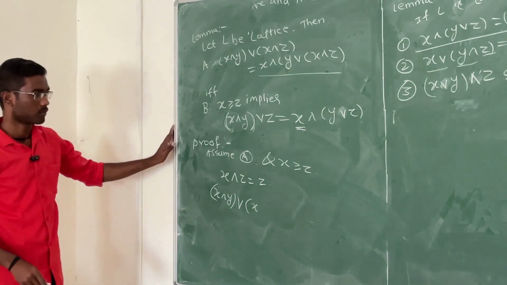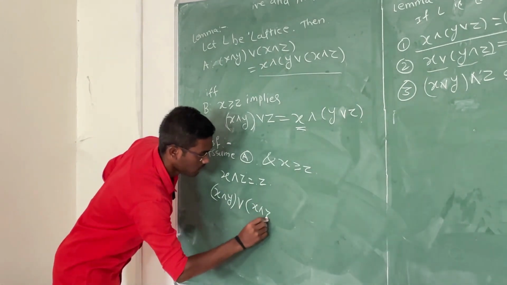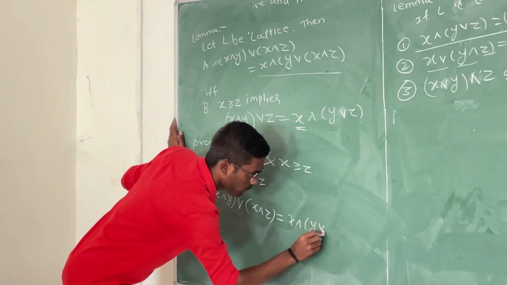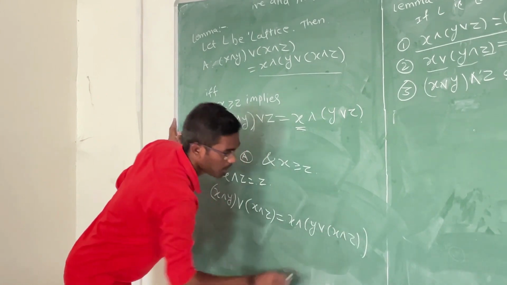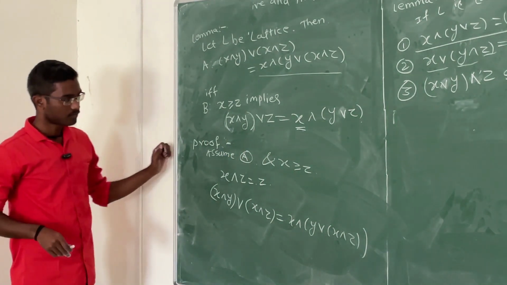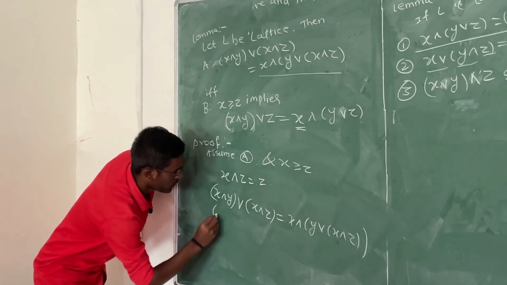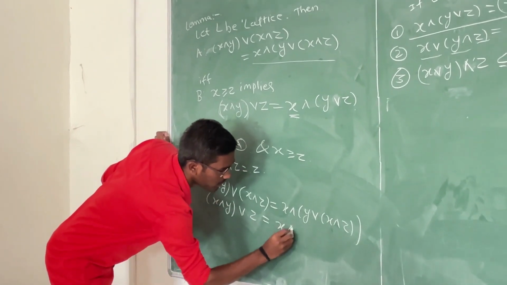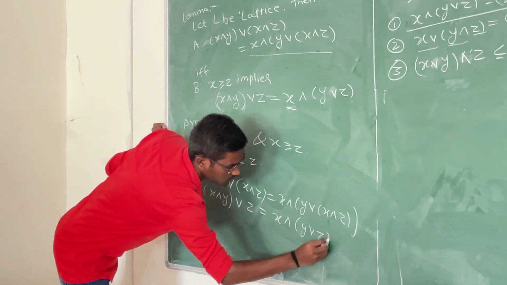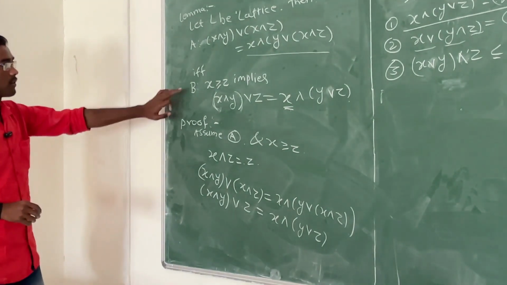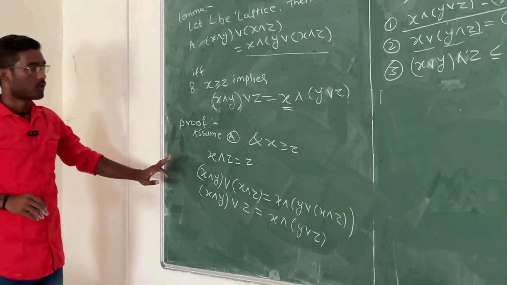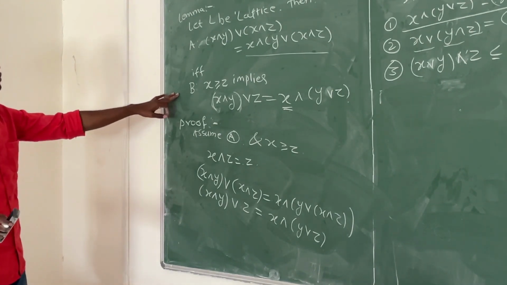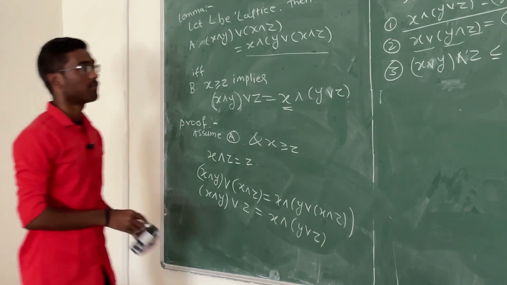First write that first statement, A. X meet Y join X meet Z is equal to X meet Y join X meet Z. But because X is greater than or equal to Z, X meet Z is the same as Z. So X meet Y join Z is equal to X meet Y join Z. Here, from A, it is B. From A we have proved B. Now we assume B is true and prove A.